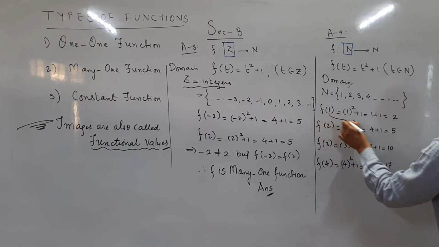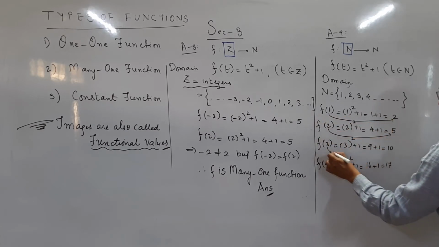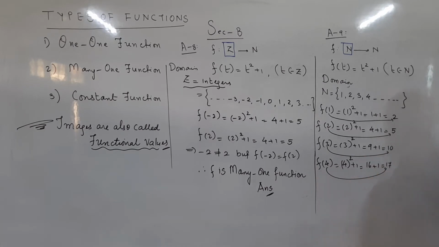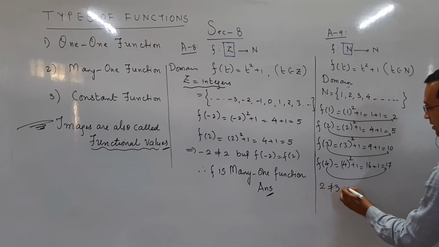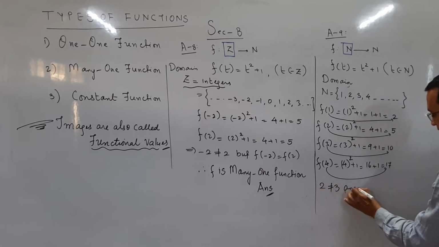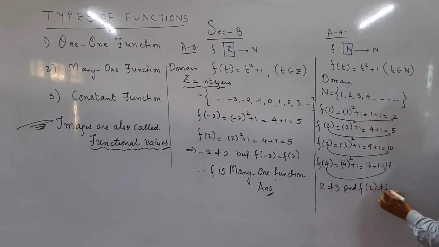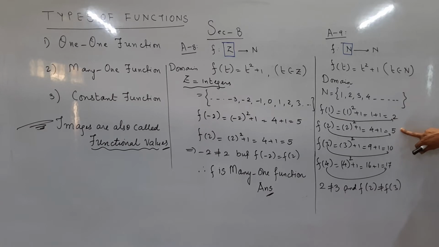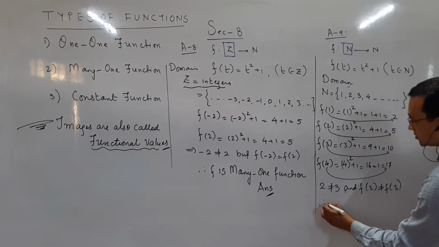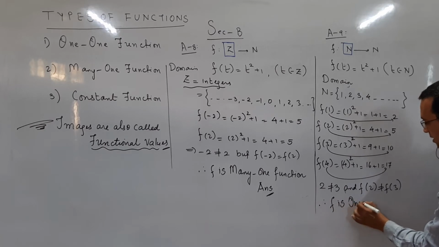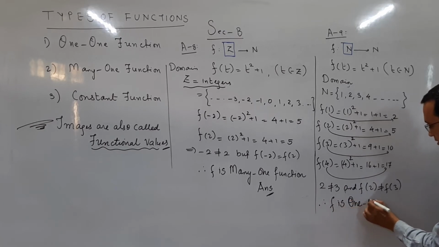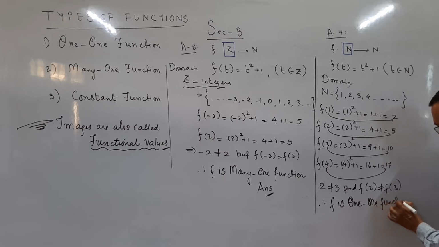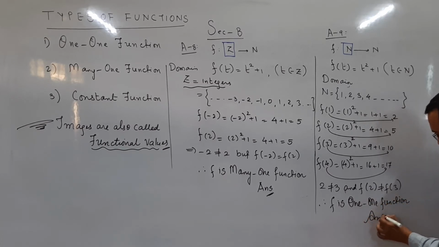We check image of 1 is 2, image of 2 is 5, image of 3 is 10, image of 4 is 17. So for any two distinct elements, say 2 not equal to 3, f of 2 is not equal to f of 3. f of 2 is 5 and f of 3 is 10. So for any two different elements of domain, their images are also different. Therefore, f is a one-one function. This is our answer.